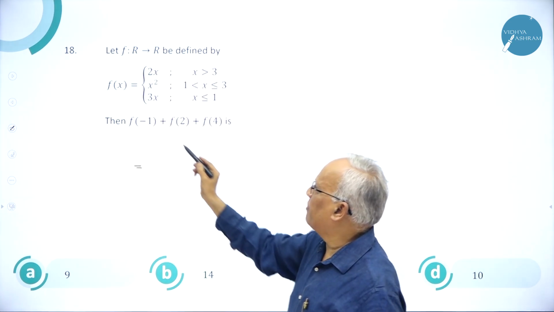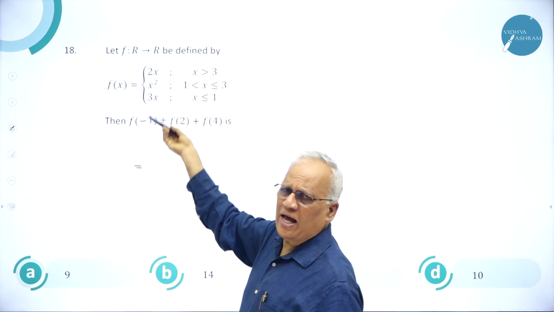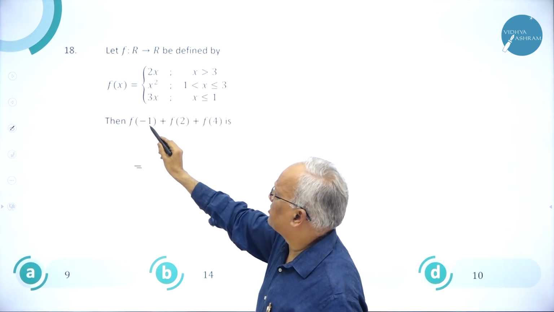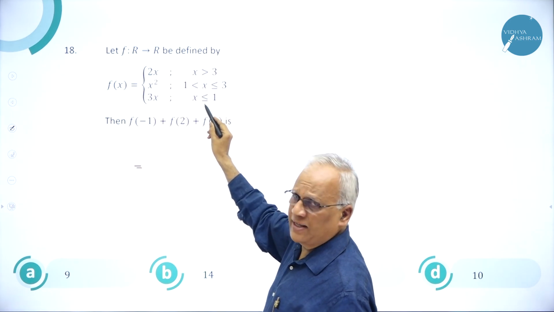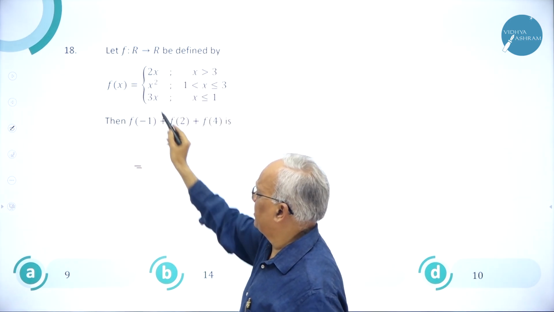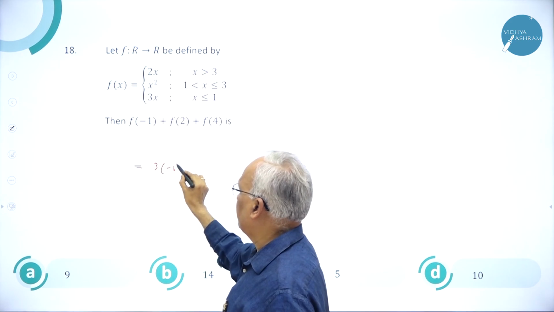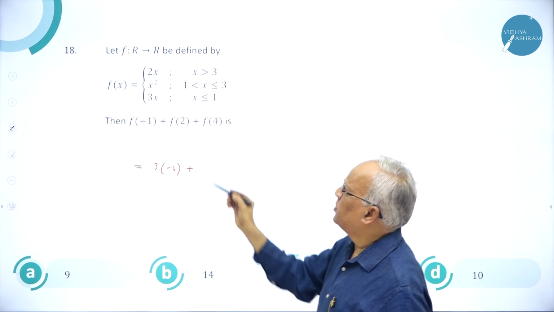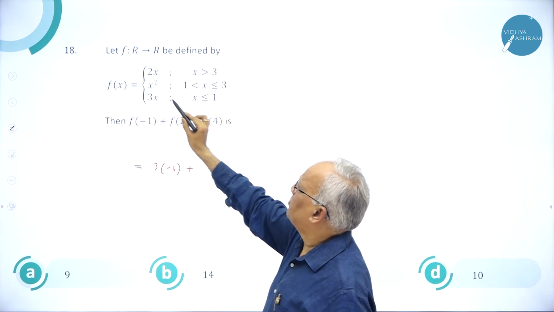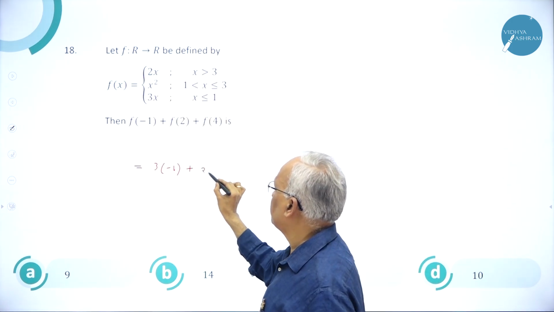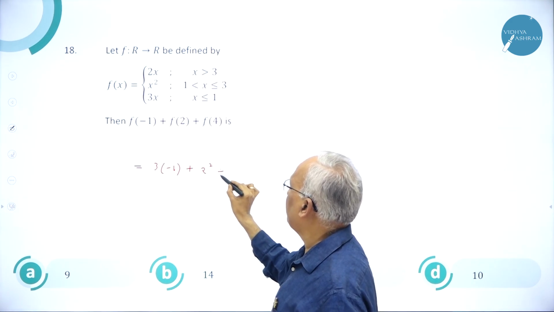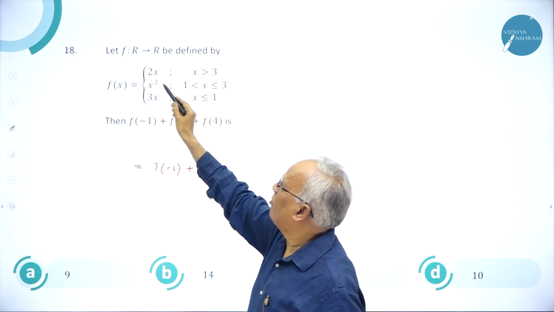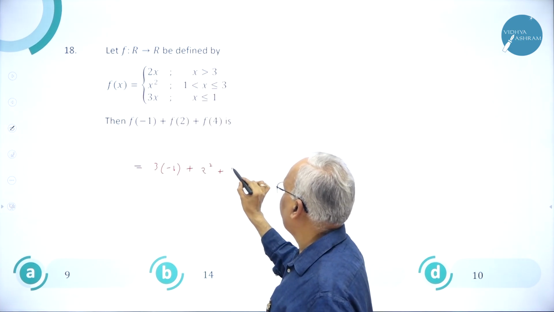See, f of minus 1 means you don't substitute arbitrarily in any function. Identify minus 1 is less than 1. So if it is less than 1, substitute minus 1 here. It is 3 into minus 1. Plus f of 2, 2 is in this interval. So put x equal to 2 there. It is 2 squared. Plus f of 4, 4 is not here, not here. It's more than 3. So it is defined by 2x.